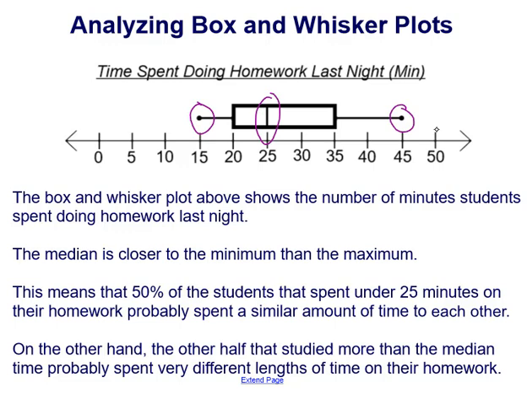This means that the 50% of the students who spent under 25 minutes on their homework probably spent a similar amount of time to each other. On the other hand, the other half who studied more than the median time probably spent very different lengths of time on their homework. That's because, again, you have that median closer to the minimum than the maximum.